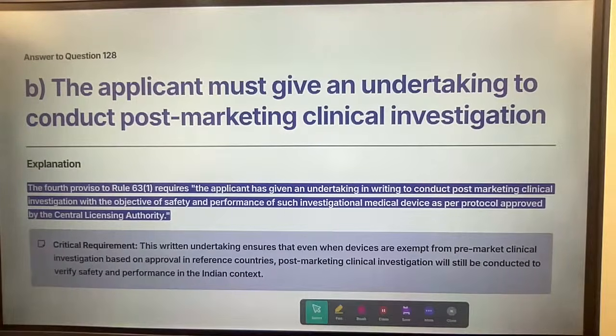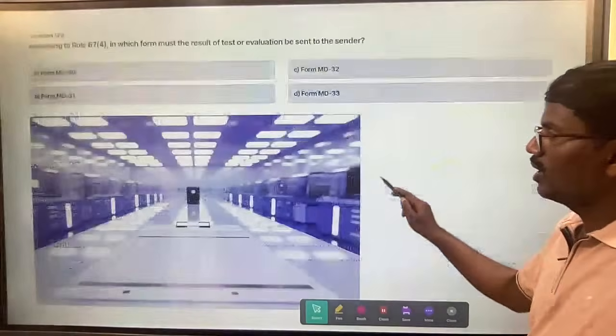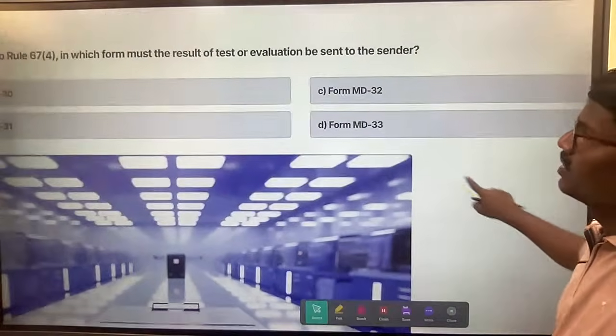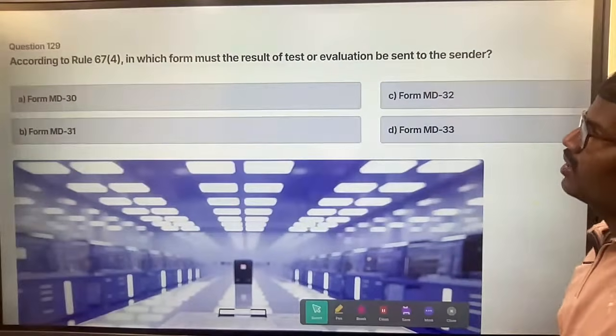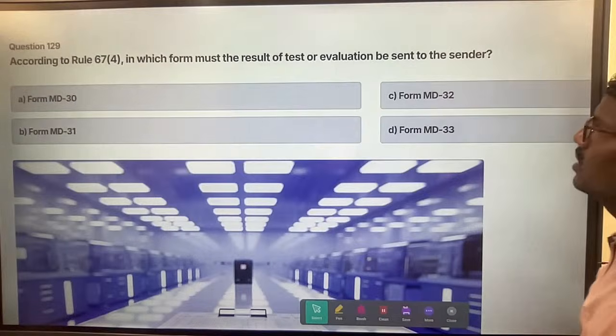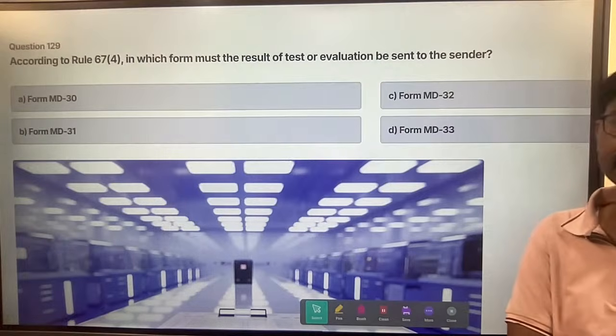Yeah. So this is important. Post-marketing surveillance is important, even though you are not submitting clinical investigations. So next, according to Rule 67(4), in which form must the results of test evaluation be sent to the sender? According to Rule 67 and Sub-Rule 4, in which form must the result of test evaluation be sent? Results by the testing officer.